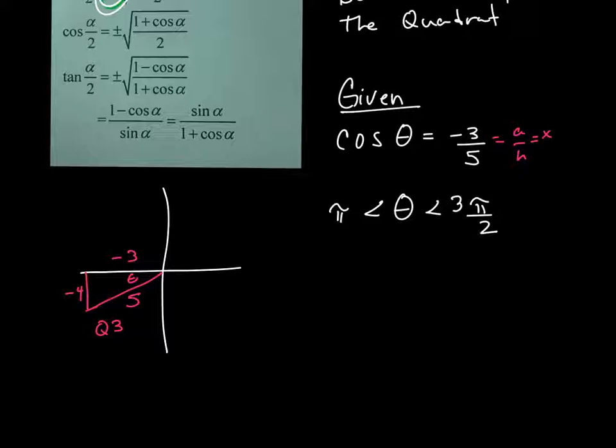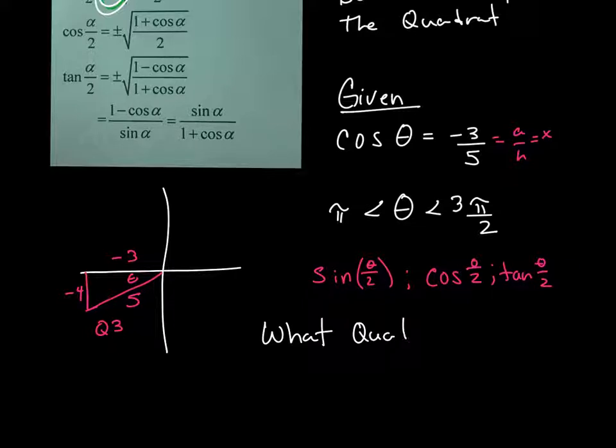Now, what we're going to be looking at for the next 3 questions is I want to go ahead and find out where the sine of theta divided by 2 is, where the cosine of theta divided by 2 is, and where the tangent of theta divided by 2 is. Now, before I can do that, I have to find out where that angle is going to be. So what quadrant will theta divided by 2 be in?